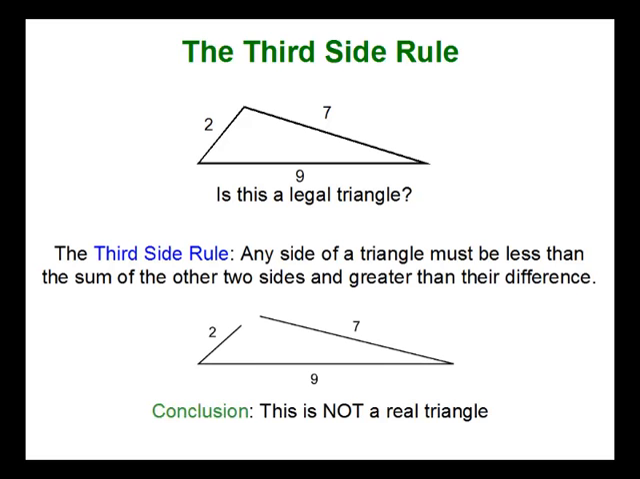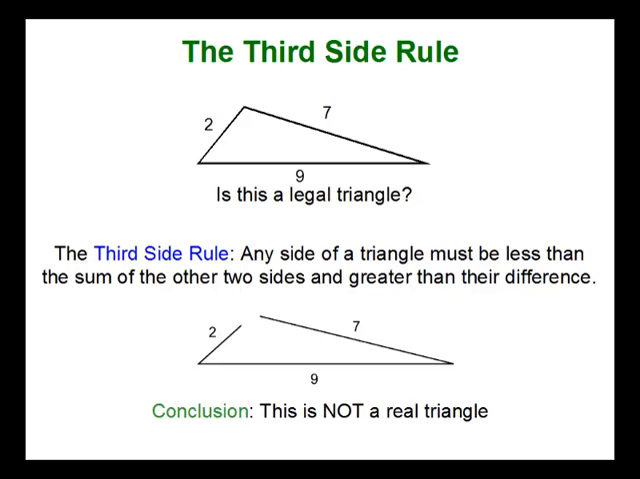It goes like this. Any side of a triangle has to be less than the sum of the other two sides or greater than their difference. I find that's a mouthful to remember. I like to remember it this way. A side of a triangle, take the sum and the difference of the other two sides, and those are the limits for the third side.